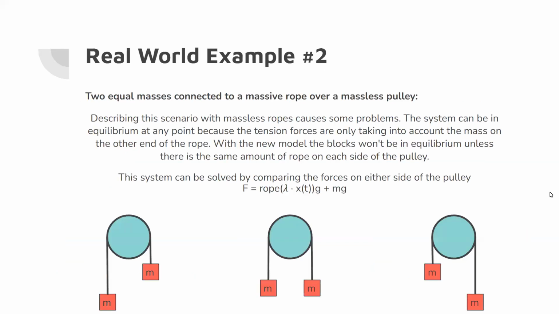The second example we chose to take a look at was two equal masses connected by a massive rope over a massless pulley. This is a system where we can imagine how it would behave intuitively, but if we apply our old model, the math doesn't support what we can expect to see in real life. With our old model, the blocks can be in equilibrium at any point because the tension forces are only taking into account the mass on the other end of the rope. But now if we switch to the new model, we have to take into account how much rope is on each side of the pulley. So if one block starts lower, like in the diagram on the left, the extra mass of the rope will cause the left block to fall. And this lines up more with what we'd expect to see in reality.